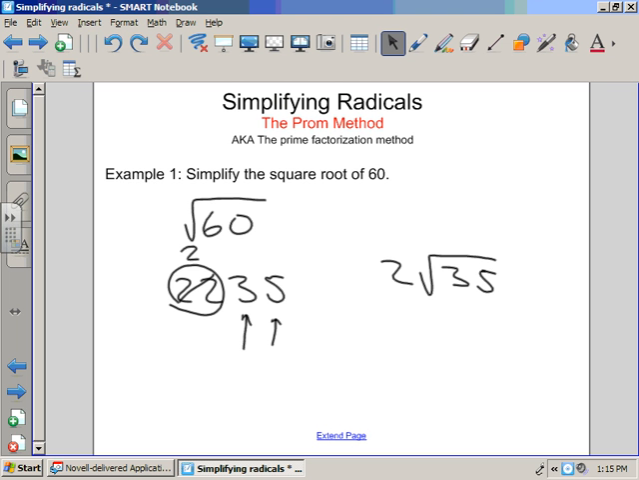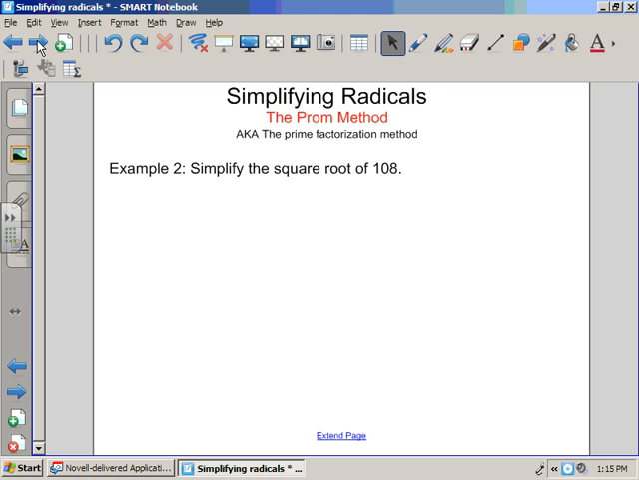Now, whether you go to the prom or whether you stay home, you're always going to have a good time. So the 3 and the 5 are going to be multiplied together. My answer is going to be 2 times the square root of 15. I can simplify the square root of 60 as 2 times the square root of 15. One more example, then I'll give you the algorithm. How about the square root of 108?